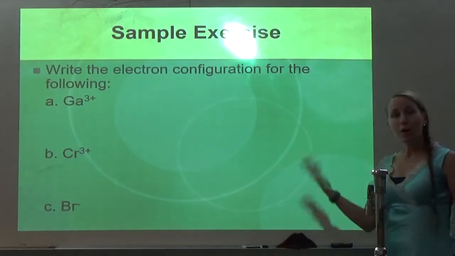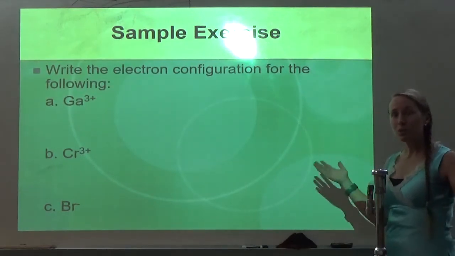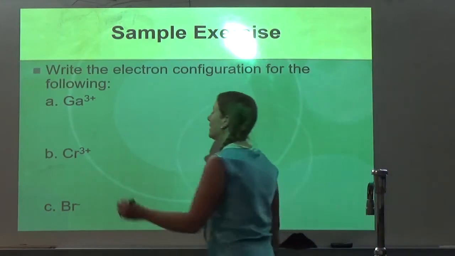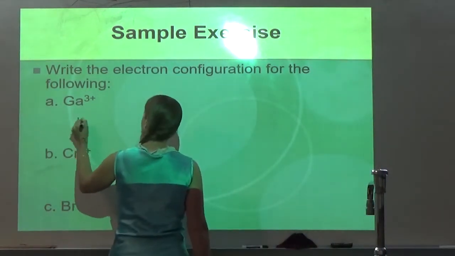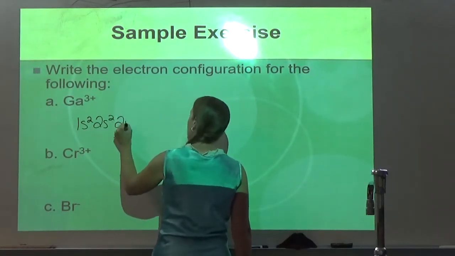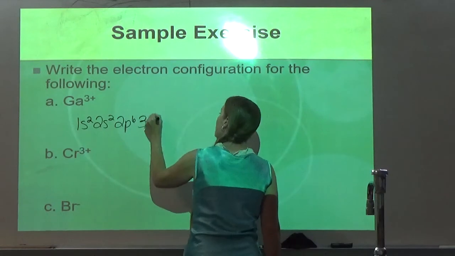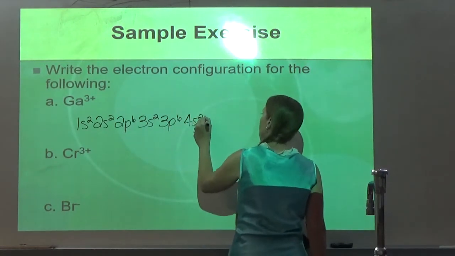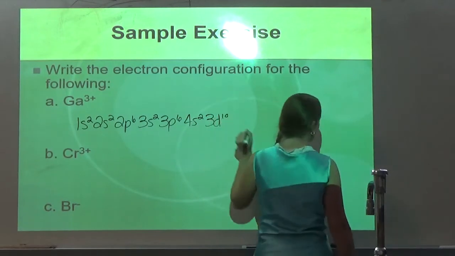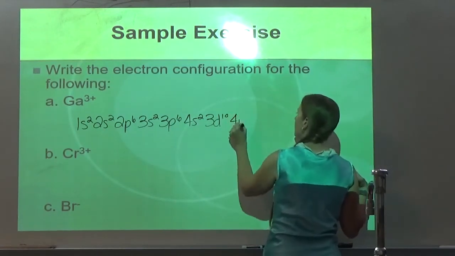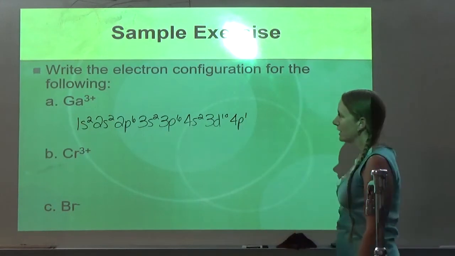All right, so pause it. You try these real quick, and then we'll look at them together. I'll assume you've already done it. So we're doing gallium first. I'm going to start at hydrogen, lithium, boron, sodium, aluminum, potassium, scandium, let's see, gallium. So we end with 4p1. Just like that.